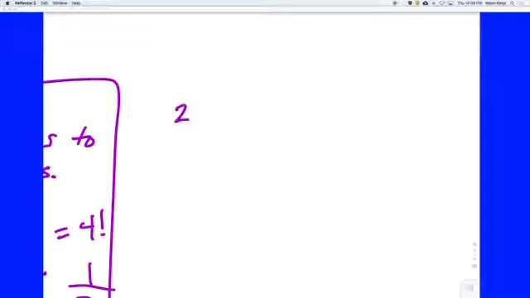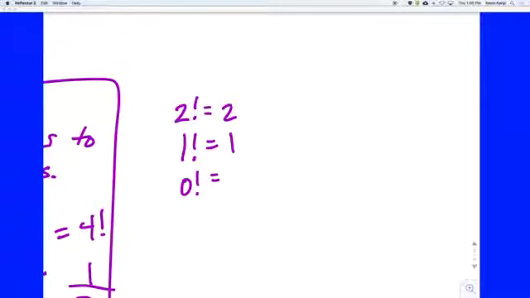How about what is 2 factorial? We'll just do that. What is 2 factorial equal to? 2, right? It's 2 times 1. What is 1 factorial equal to? 1, right? Good. What is 0 factorial equal to?